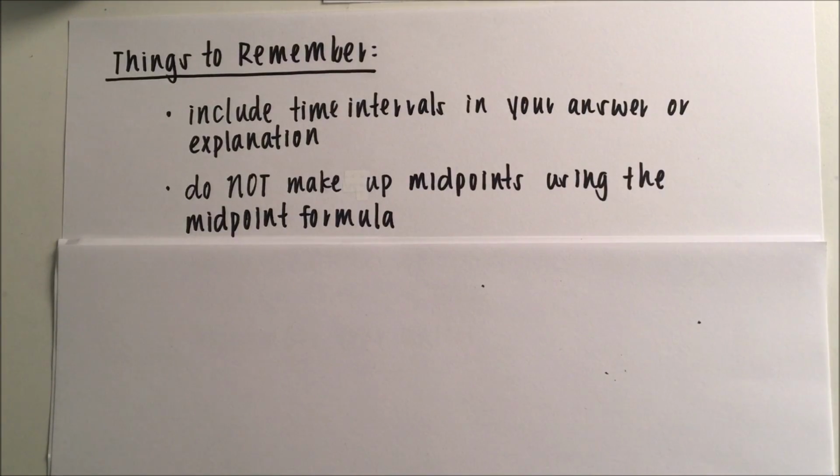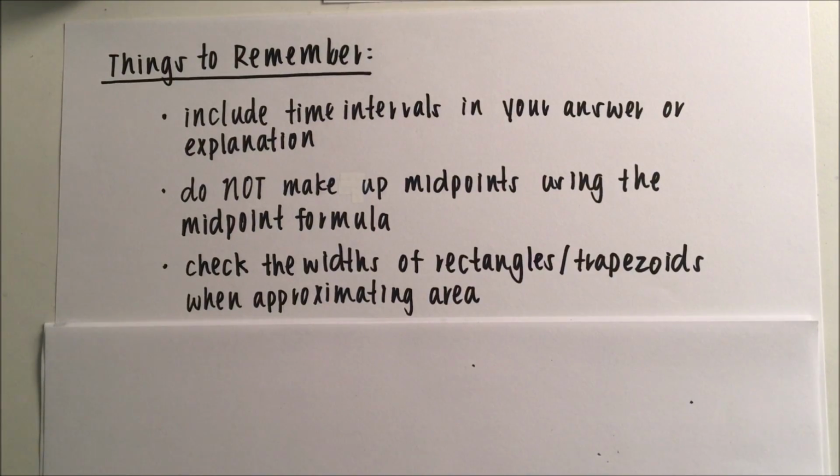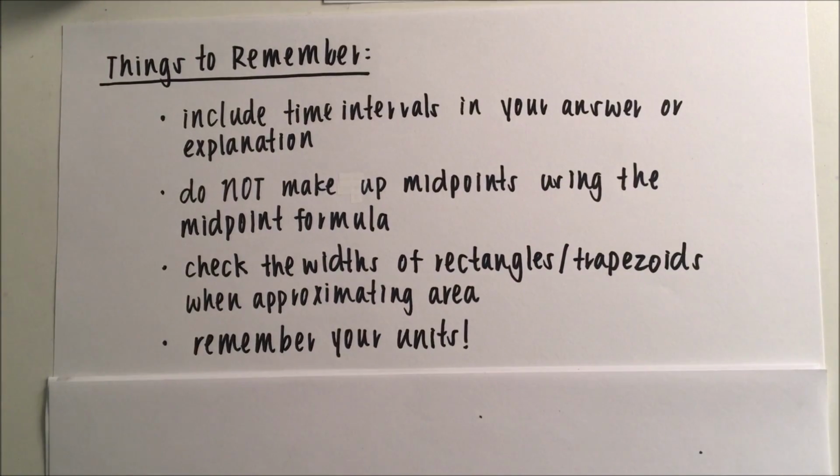If you are approximating the area using midpoint and you are given a table, you cannot make up midpoints by calculating the actual midpoint between the 2 points. In this case, you use every other point in the table and its y value. Generally, if you are approximating the area using rectangles or trapezoids, always check if the widths are uniform. If not, you would need to add the areas separately and one by one. Lastly, remember your units by looking at the units given in the table or the problem.